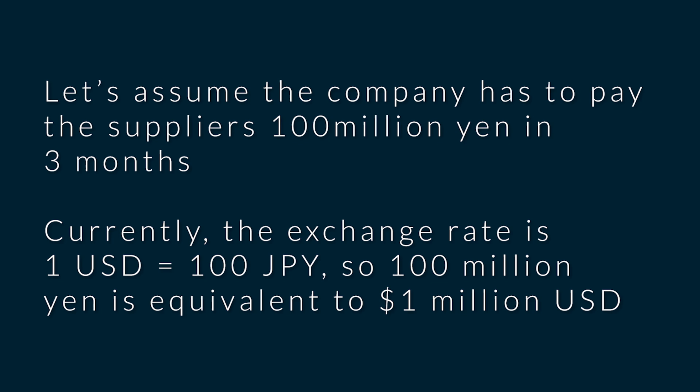Currently, the exchange rate is 1 USD, so $1 is equal to 100 Japanese yen. So 100 million yen is equivalent to $1 million US. That's easy, right? I mean, it's fairly straightforward.